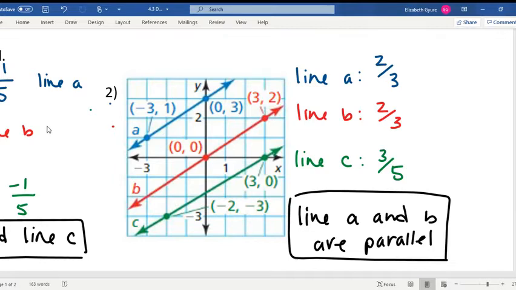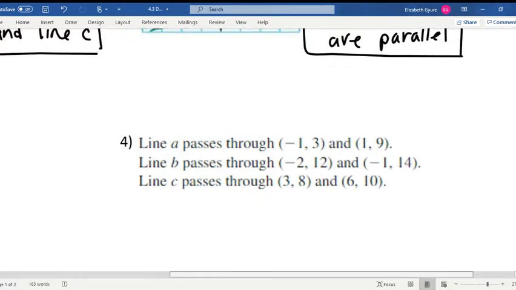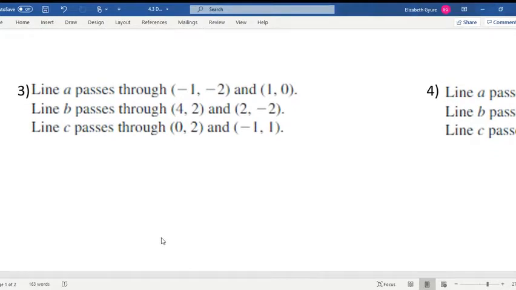Yeah. Perfect. Okay, we're going to try this a few times, but with different information. So the first 2, you were given a picture, but this time we don't have a picture, we have points. Does anyone remember how you can find the slope if you don't have a picture, just coordinate points?